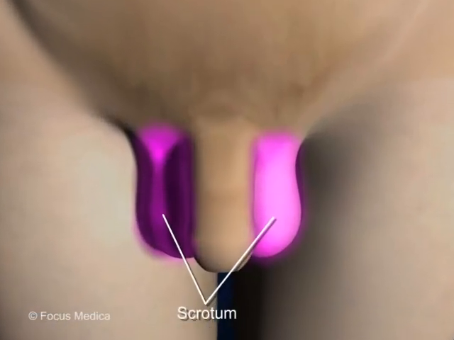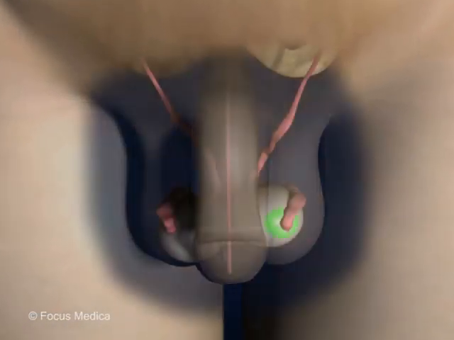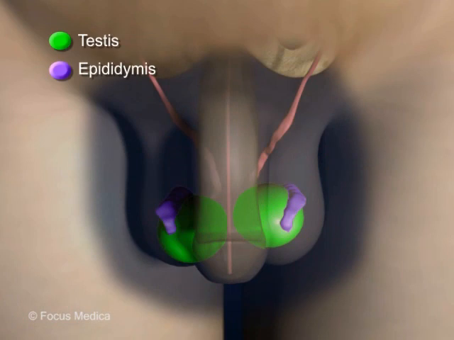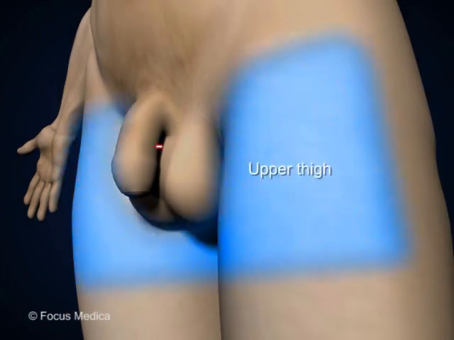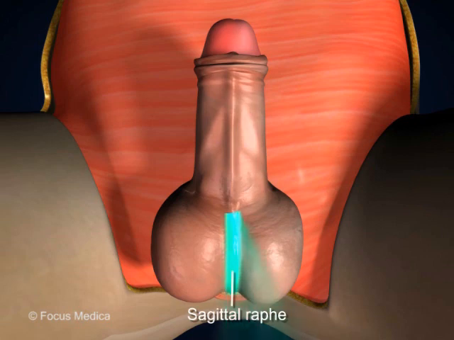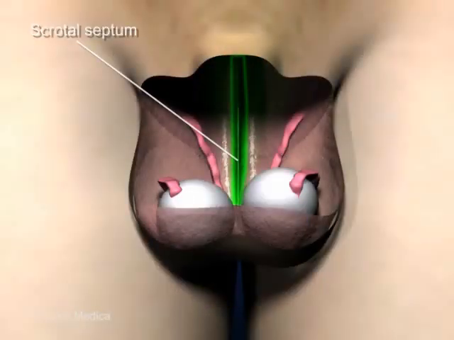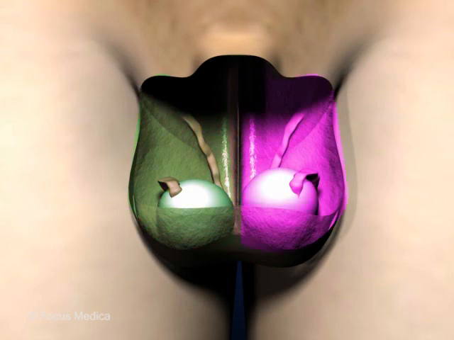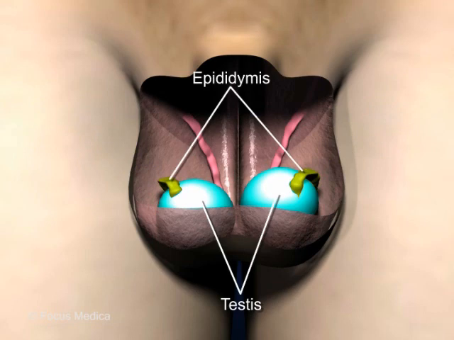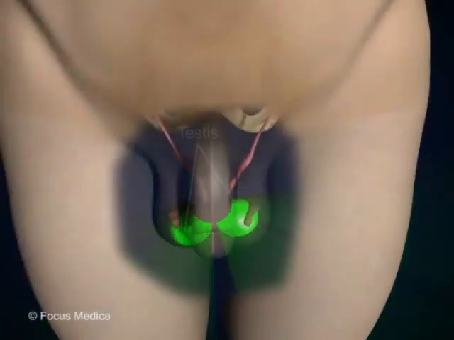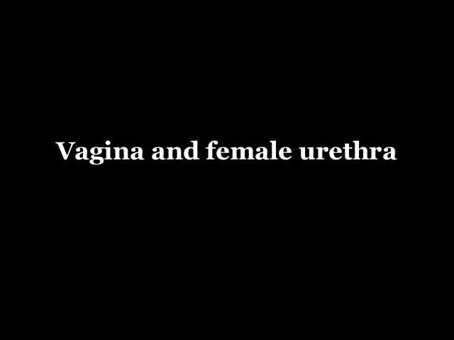The scrotum is a crumpled skin sac that lodges the testis and epididymis outside the peritoneal cavity. It hangs like a pendular pouch between the upper thighs and behind the penis. A midline sagittal raphe runs through its ventral surface. Deep to it is a scrotal septum. On either side are the right and left compartments for the testis and epididymis of the corresponding side. The testis is the male gonadal organ.